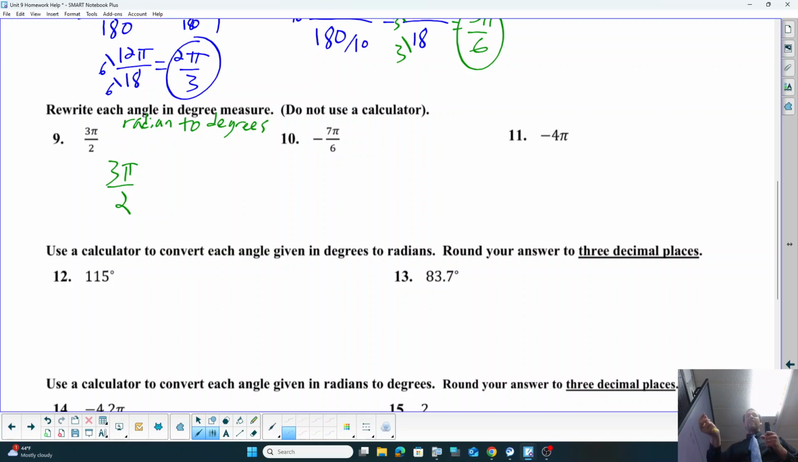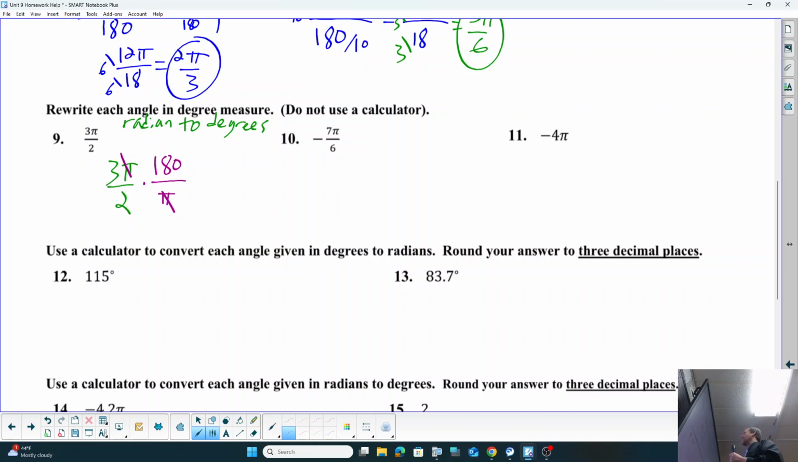To go back the other way, instead of timesing by pi divided by 180, we're going to get rid of our pi's. We'll just be left with degrees. How do we eat our pi? Well, we divide by pi. We times by pi, put it in the bottom so they cancel. What's the equivalent of pi? 180 is the equivalent of pi radians.